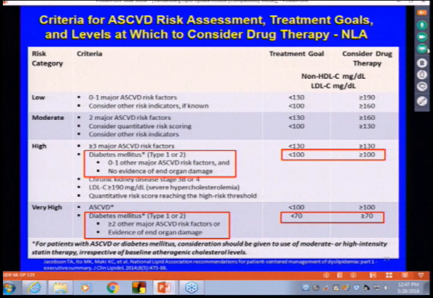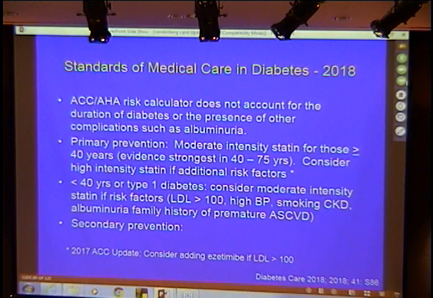This is from the National Lipid Association. Again, same idea as the AHA, this two-tiered: diabetes with no risk or maybe one risk factor, go LDL under 100, but if you have multiple risk, which would be the higher risk on the AHA, the higher intensity statin, high intensity because that's where we get 50% reduction. Moderate intensity statin gets 30 to 50% reduction.